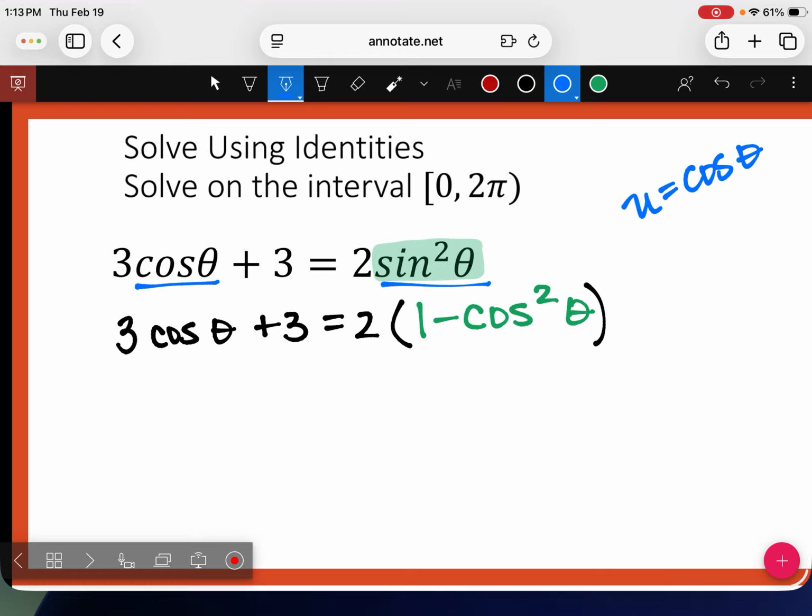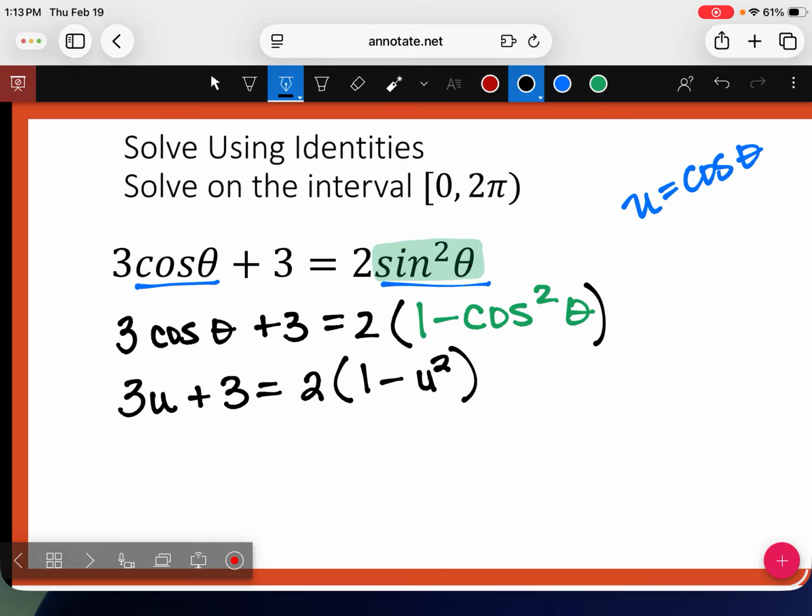Okay, so let's go ahead and rewrite this so it looks a little bit more friendly. And you don't have to use the letter U, and I don't know why my professor used U, but I do remember he always used U. Okay, 3u plus 3 equals 2 times 1 minus u squared.